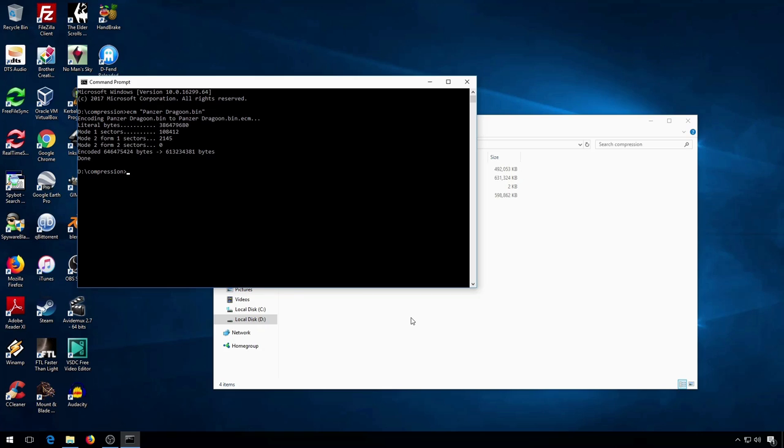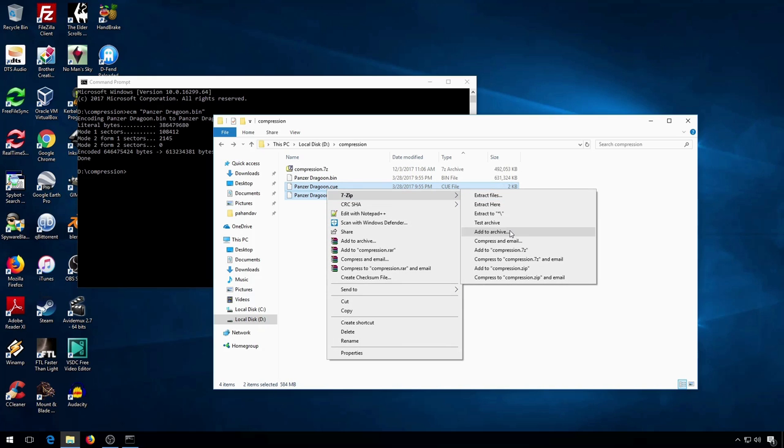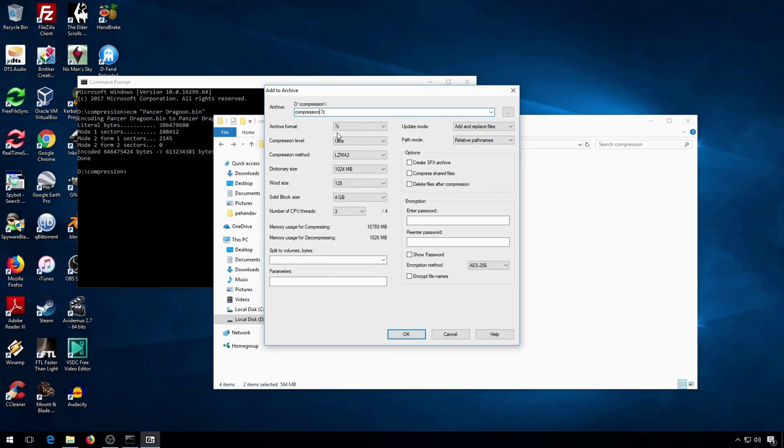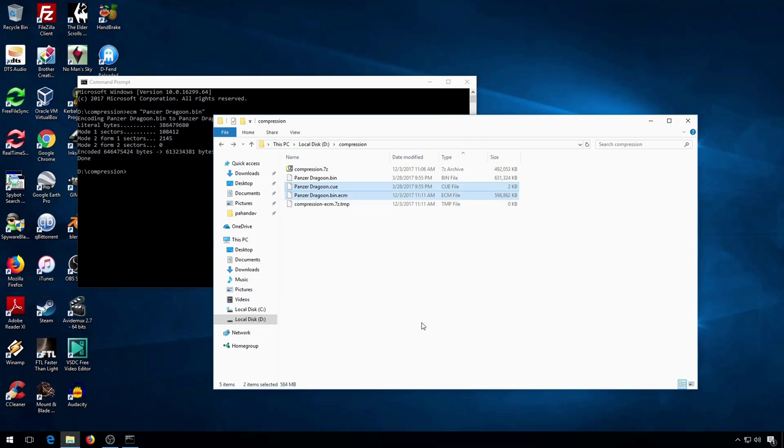And now it's smaller. With this game, it saved 32 megabytes. And when you compress that file, it ends up being smaller than the non-ECM'd file.